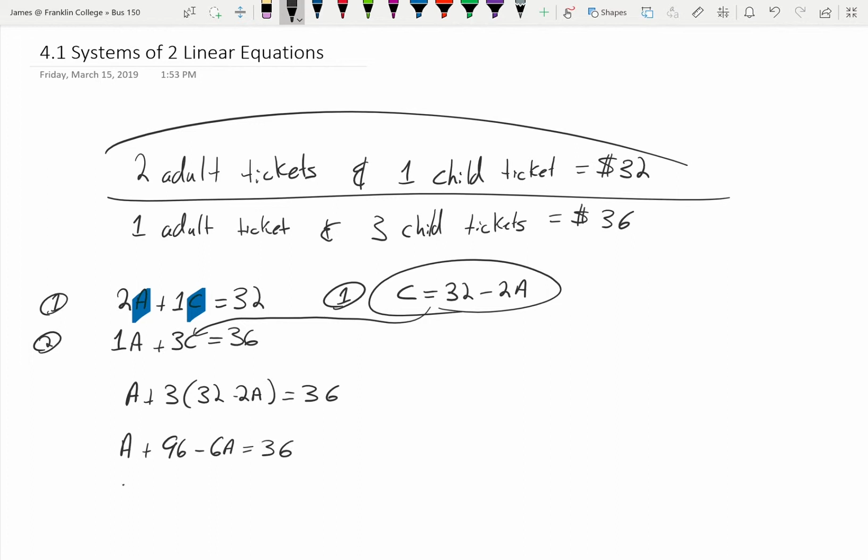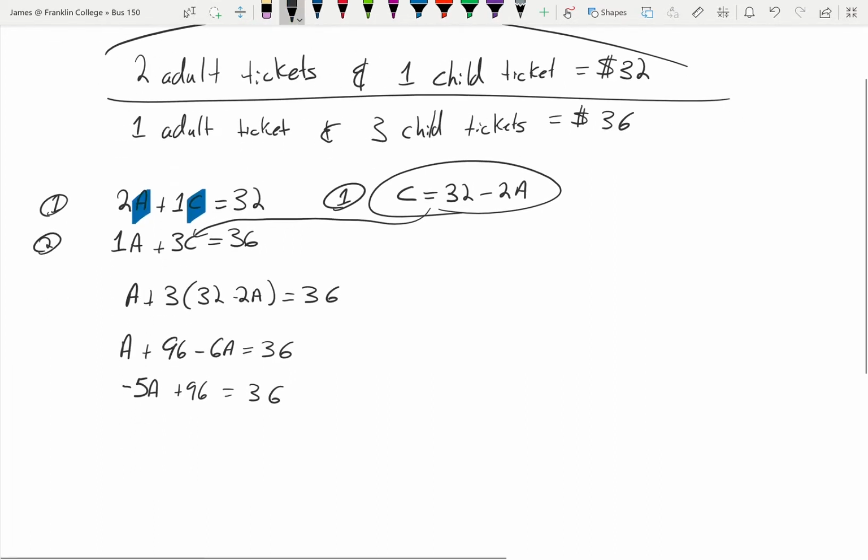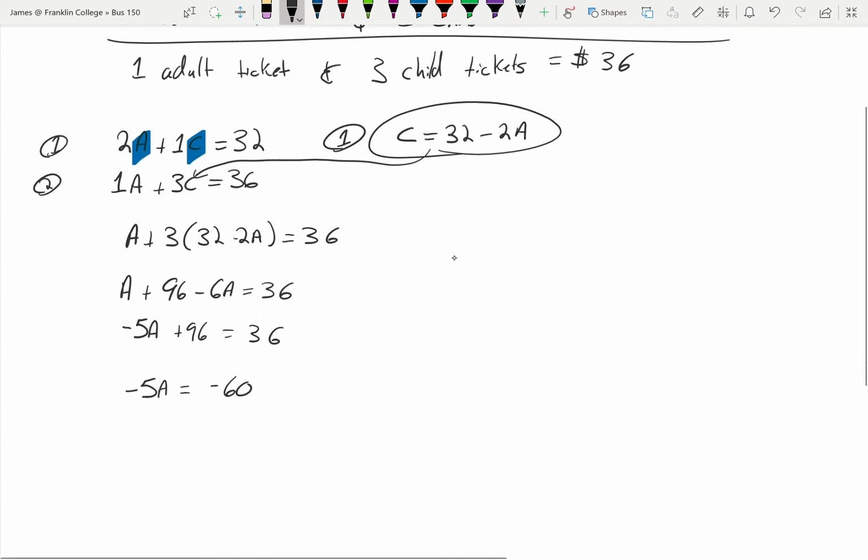So we're going to get minus 5a if we combine all of our a's on the left-hand side of the equation. If we subtract 96 from both sides, minus 5a equals 36 minus 96, what is that? Negative 60. And then we can divide both sides by negative 5, and a would equal 12. Or more specifically in our case, $12.